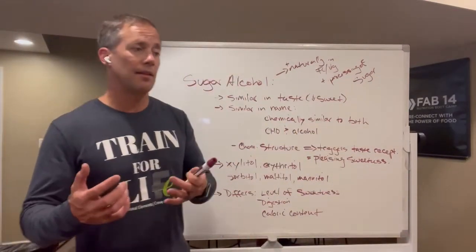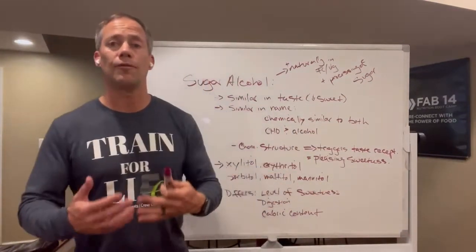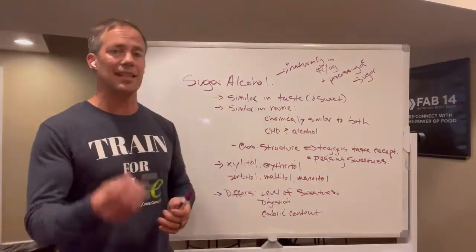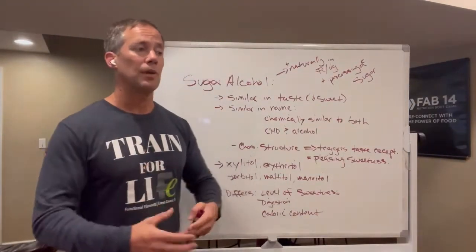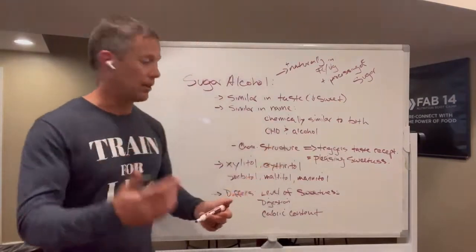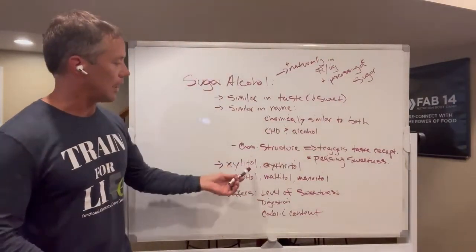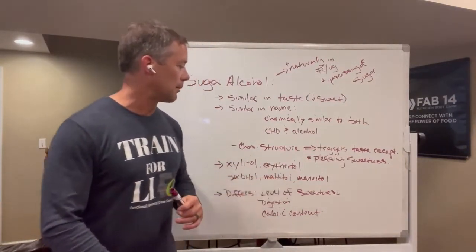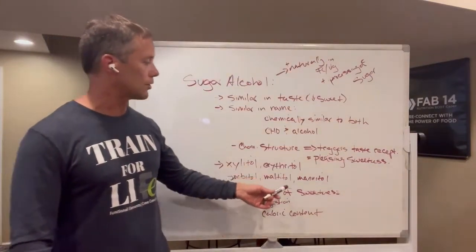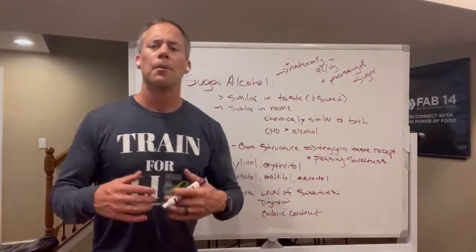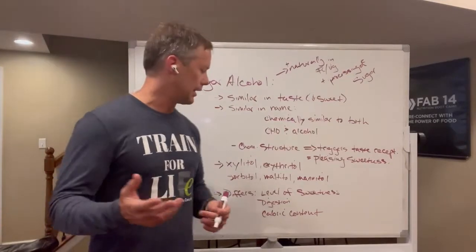That's why these sugar alcohols are being substituted for sugar in many products, because it gives you that sweet flavor or appeal. Now, the common types are xylitol, erythritol, that one's becoming very popular, sorbitol, maltitol, and mannitol. These are probably the most common ones you'll see in ingredient lists.